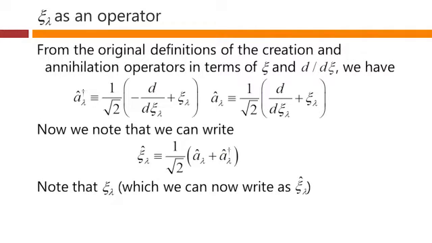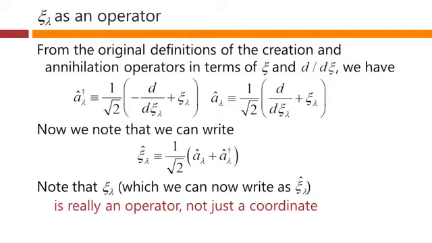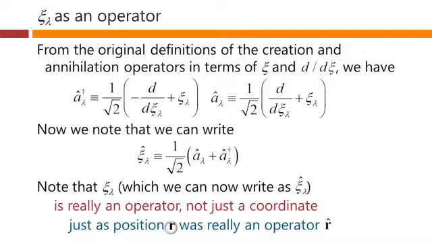Now, note that Xi lambda, we can write that as an operator. It always really was an operator, just as the original position r was really an operator. It's not just a coordinate, it's really an operator. So now we can write it explicitly with a hat on it. And as I said, we note that we can write it like this, as we deduce from these relations.